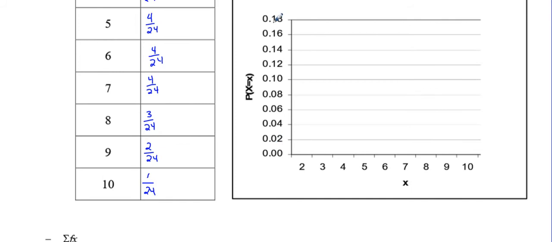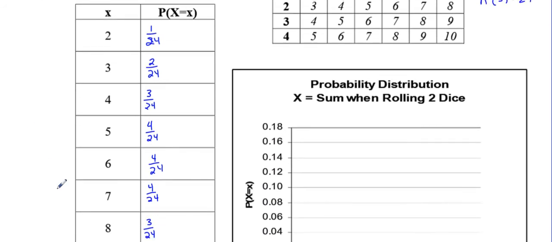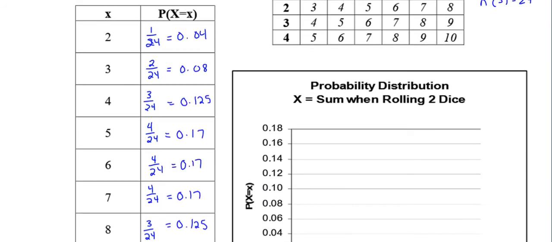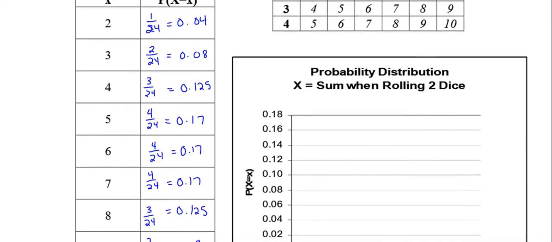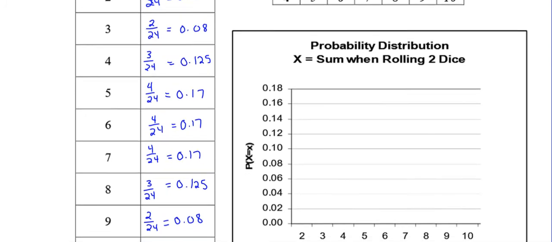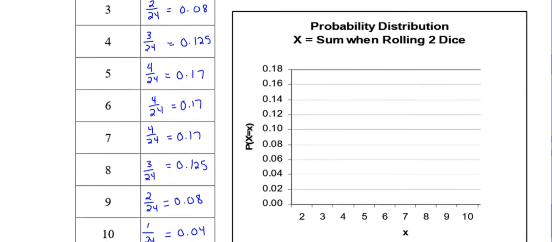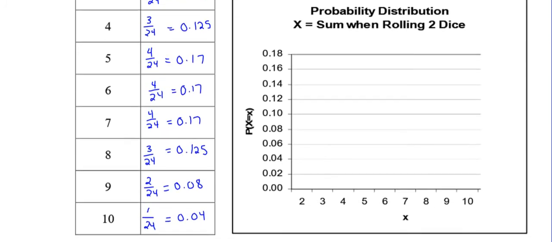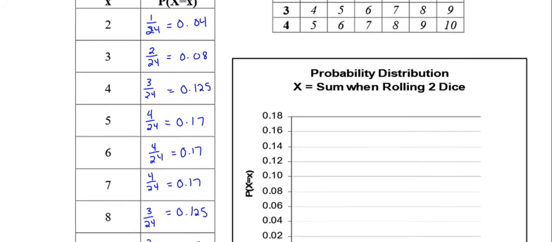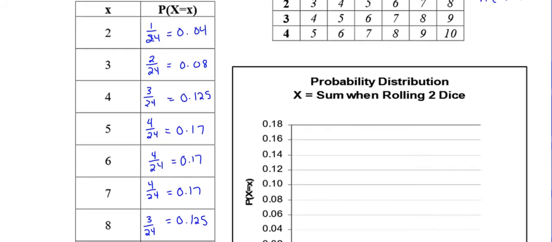And then because our probability scale is usually in decimals, what you're going to do is change each of these into a decimal. So there is all of your probabilities written as decimals. And then now we're going to make a graph.